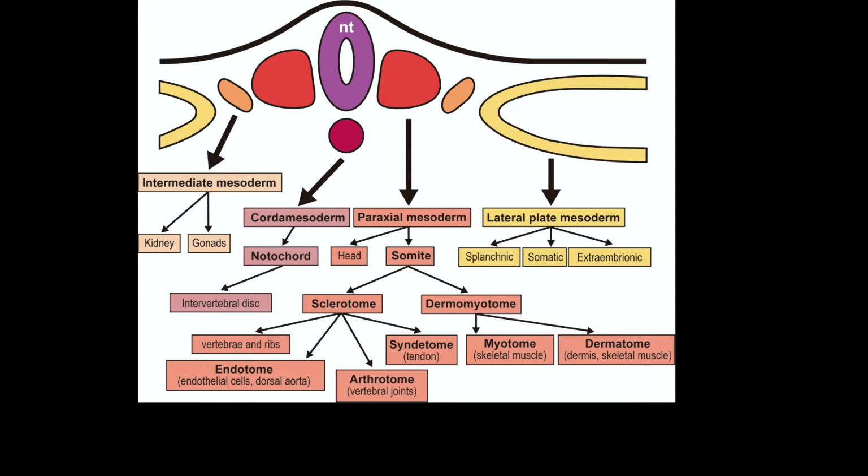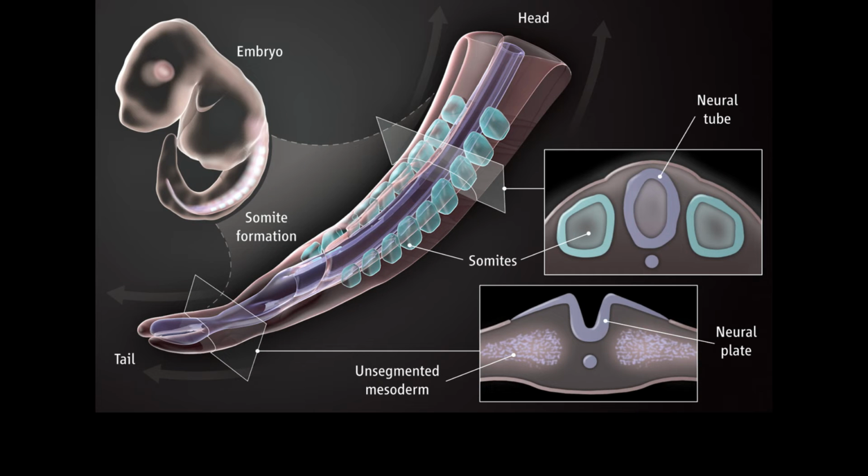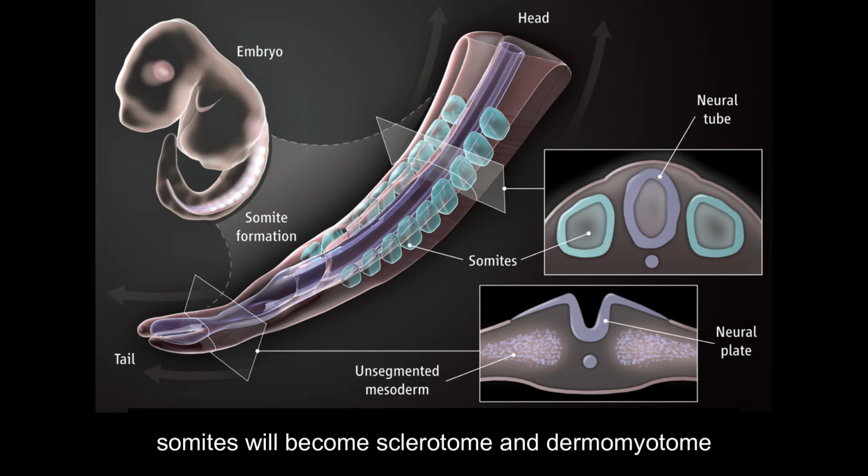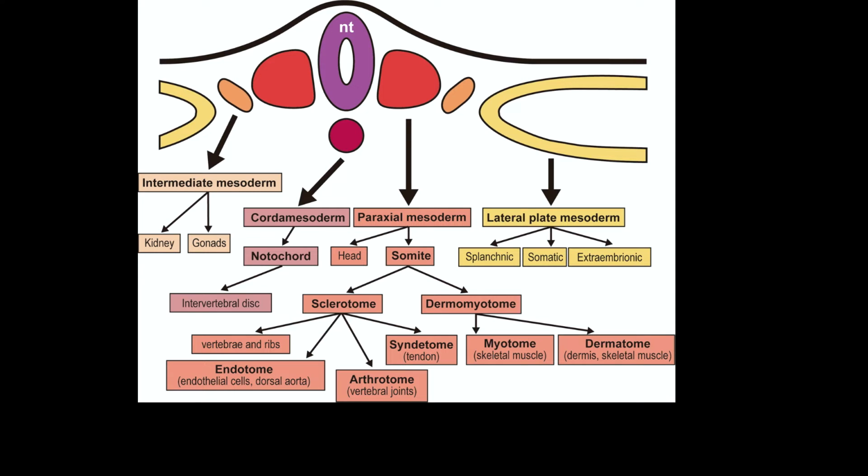So the paraxial mesoderms will give rise later on to the somite, which will form the head, and it also forms the sclerotome, which will make the vertebra and ribs, and the somite will also become the myotome and the dermatome, the skeletal muscle, and the dermatome, the dermis, and some of the skeletal muscles.